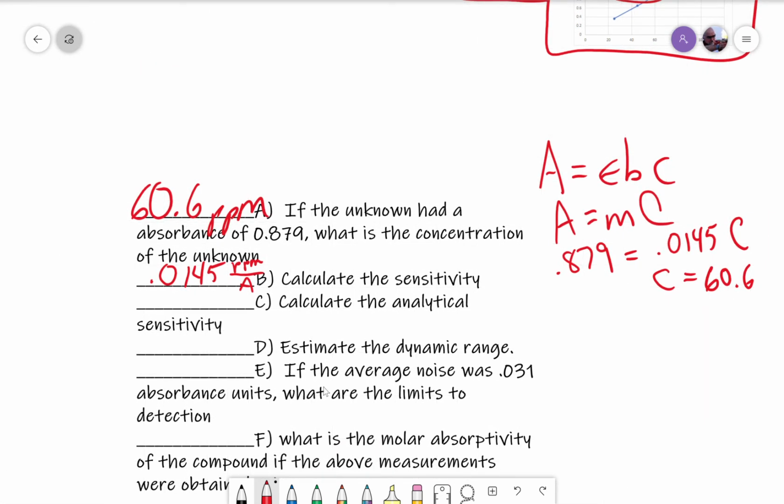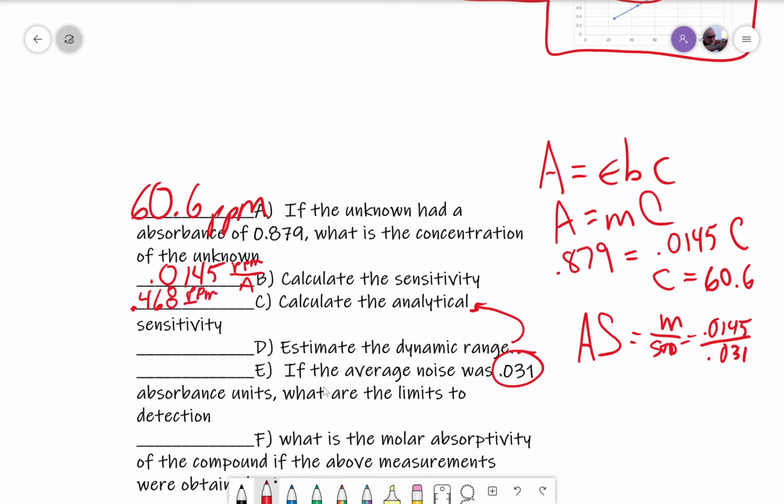The analytical sensitivity is equal to the slope divided by the standard deviation, which would be 0.0145 divided by 0.031, which gives us 0.468 ppm per absorbance units.